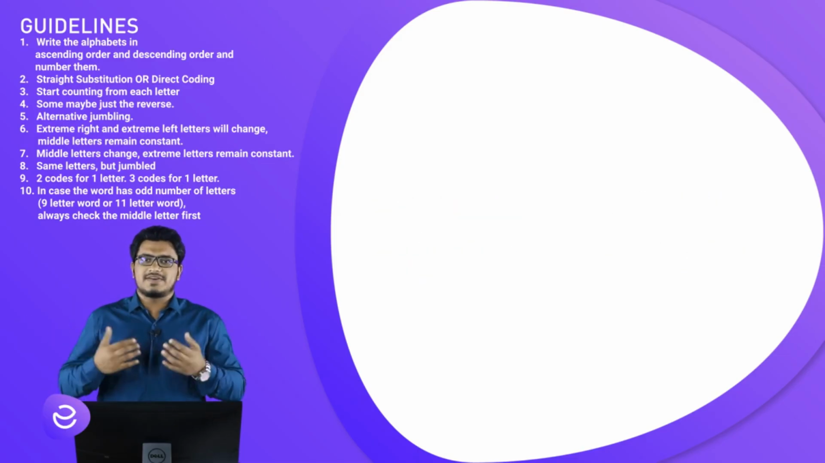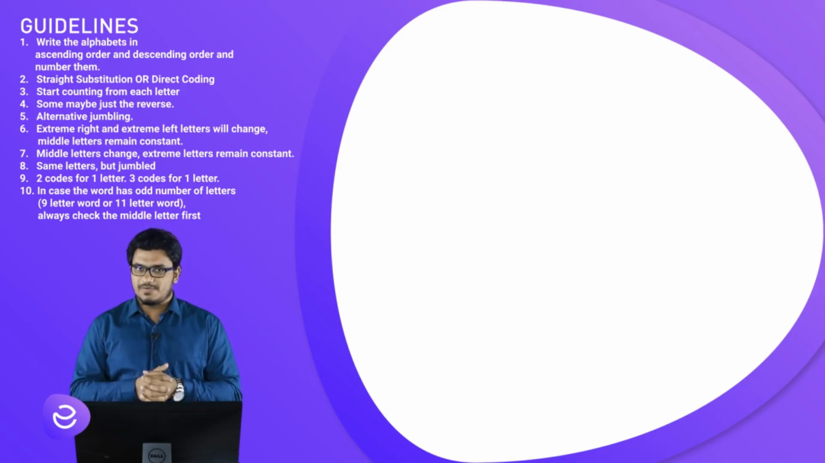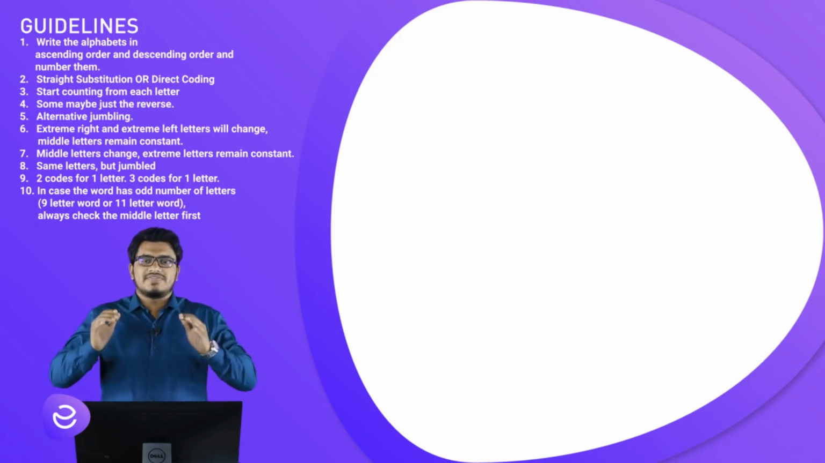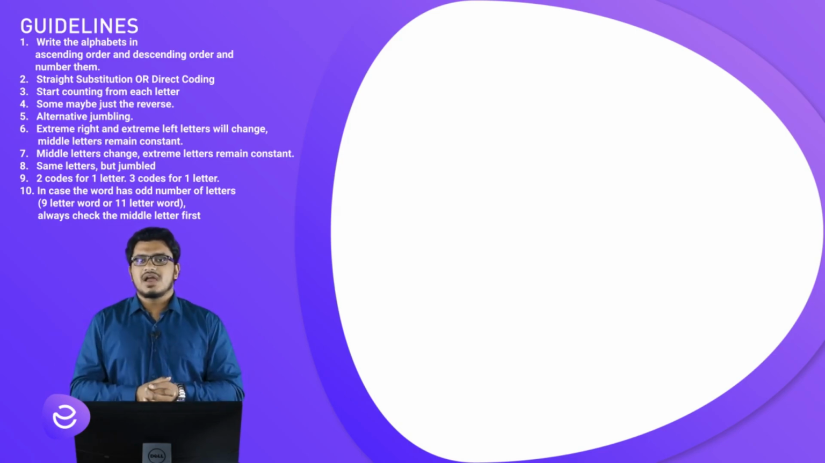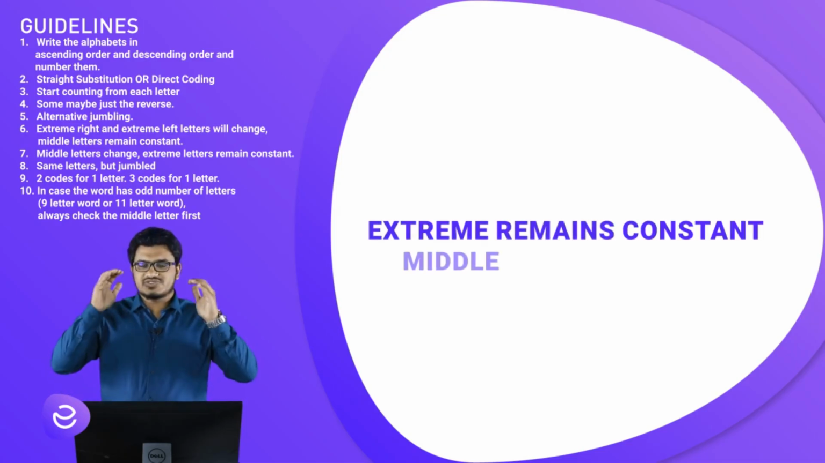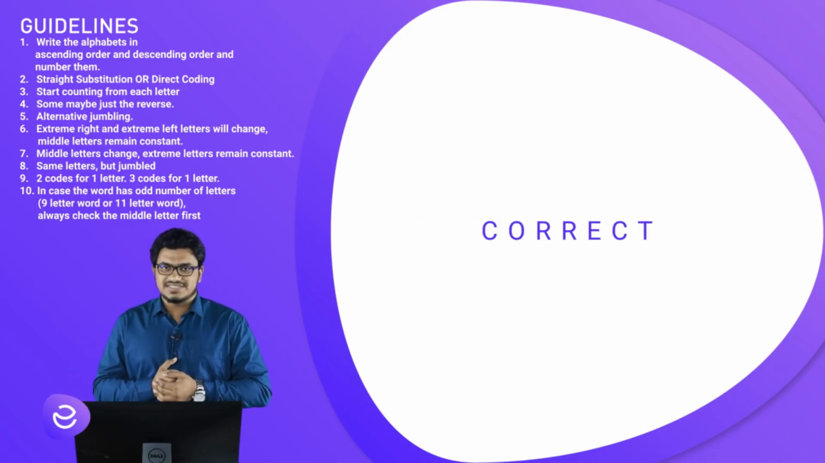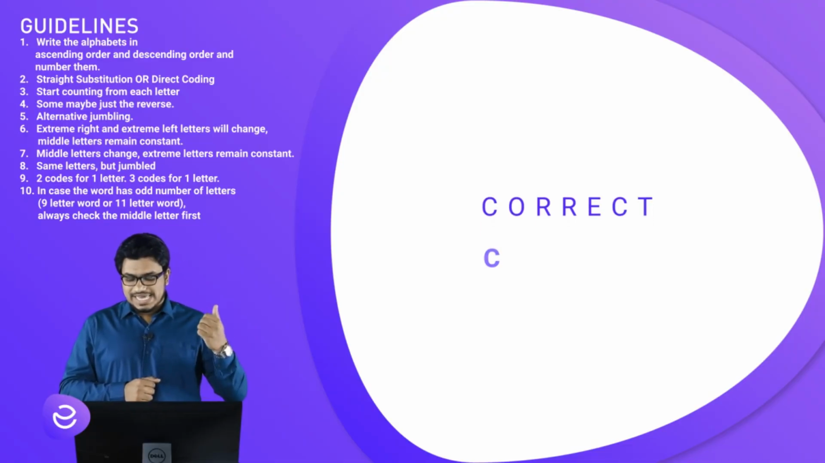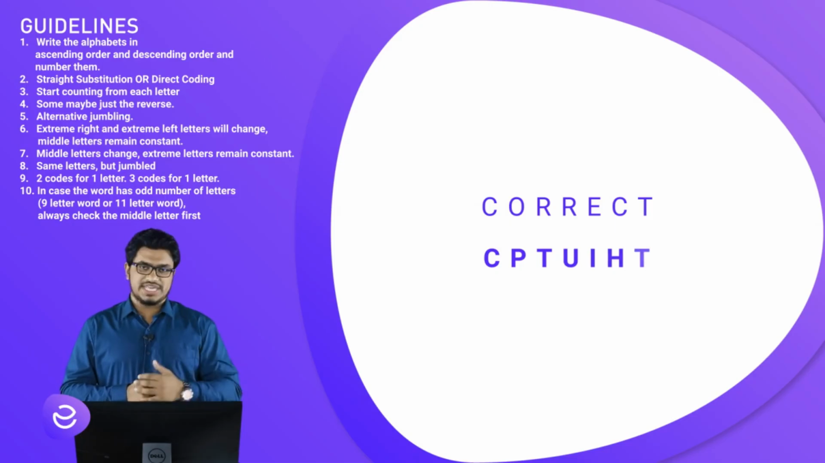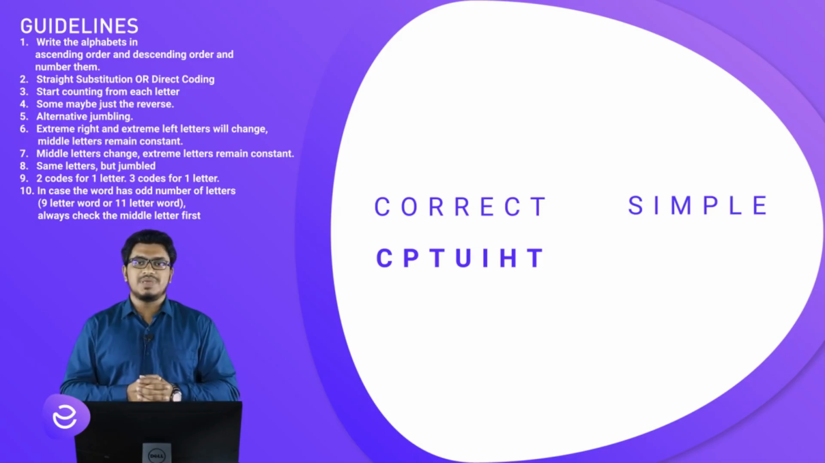Next we have another two formats that are quite similar to the letter series that we have discussed before. We have one format where the extreme letters change and the middle remains constant. Then we have another format where the middle letters change and the extremes remain constant. First we'll check the one where the extremes remain constant and the middle ones change. For example, take the word CORRECT, which is coded as CPTUIHT. So how will the word SIMPLE be coded?